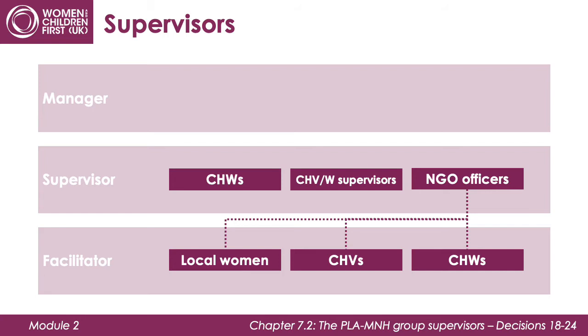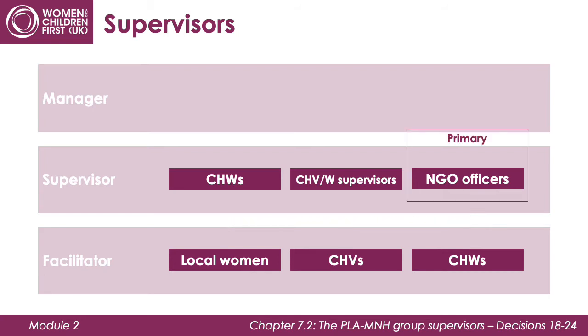However, it is critically important to consider embedding, so planning to use CHV or CHW supervisors where possible from the beginning of a new program. However, where NGO officers are best placed to take on the role and are selected as PLA-MNH group supervisors, then plans must be put in place to transfer responsibility to others embedded in the health system by the end of the program.